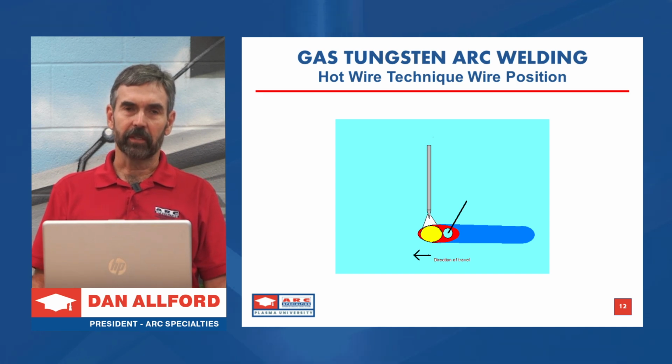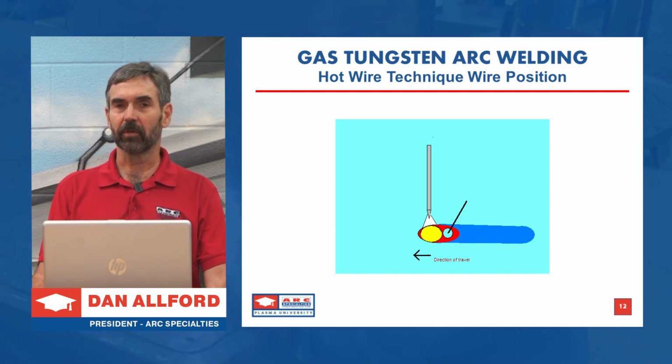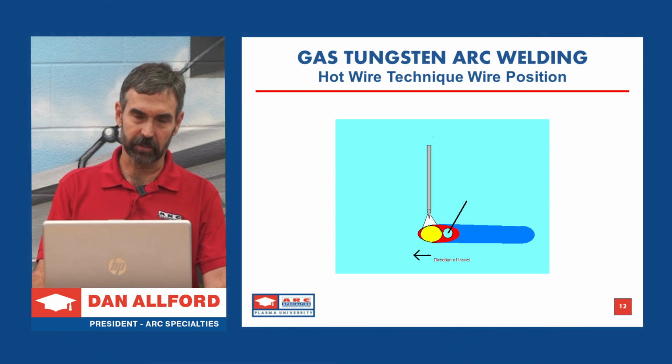With the hot wire welding technique, you actually have to have the wire impinge in the weld puddle. And so what we've drawn here is the tungsten leading the wire.